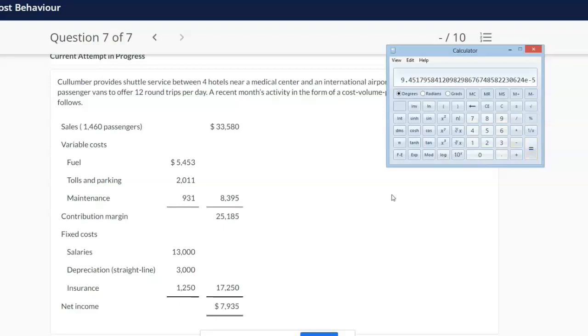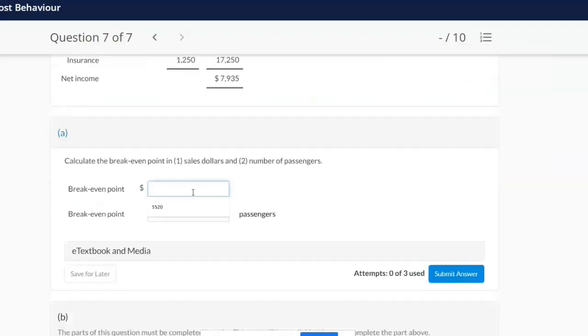Let's do it again. Take the fixed. You have the total fixed, 17,250. Divide by the contribution margin ratio, 0.75. So 23,000 is the break-even.